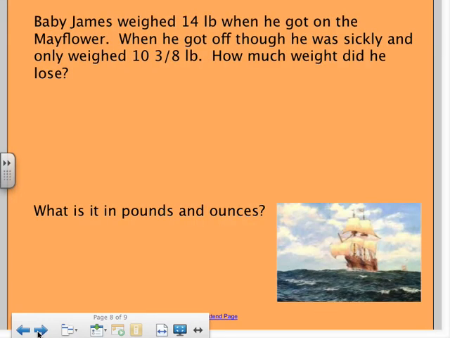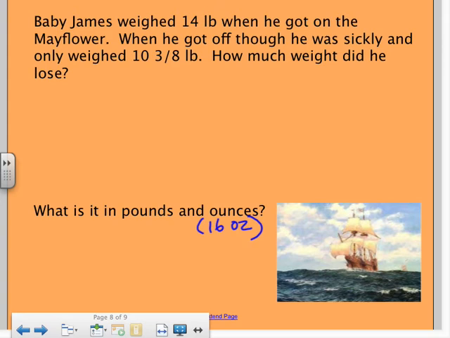All right, baby James weighed 14 pounds when he got on the Mayflower. When he got off, though, he was sickly and only weighed 10 3/8 pounds. How much weight did he lose? So I want you to go ahead and pause it. Try that one on your own. And if you're really bold, try the second part that says, what is this in pounds and ounces? I'll give you a clue. There's 16 ounces in a pound. Okay, so see if you can figure that out. Then hit play to check your work.